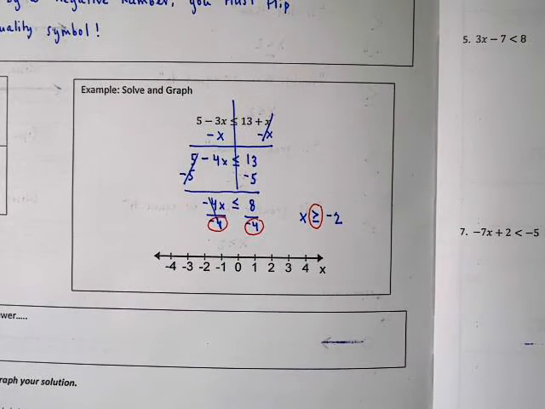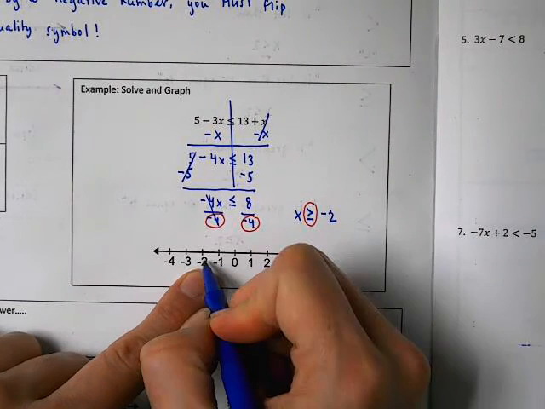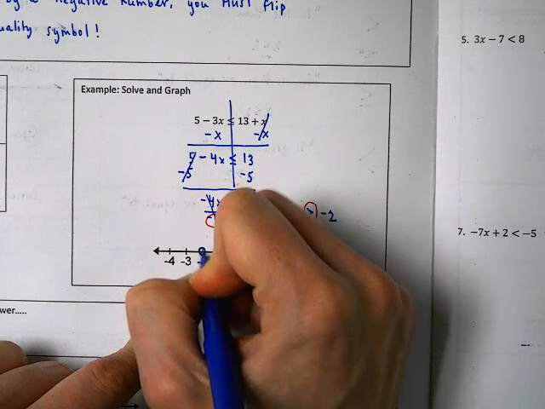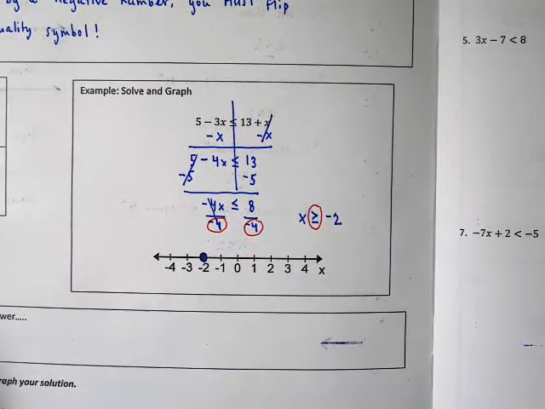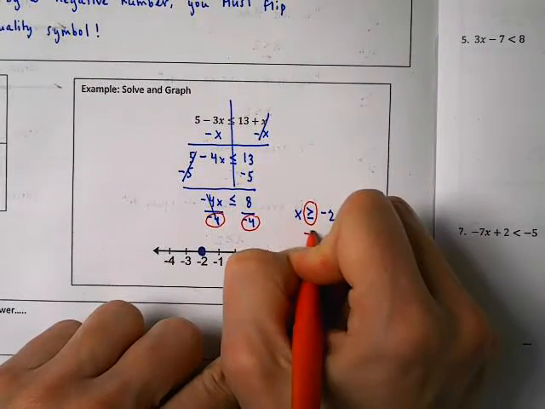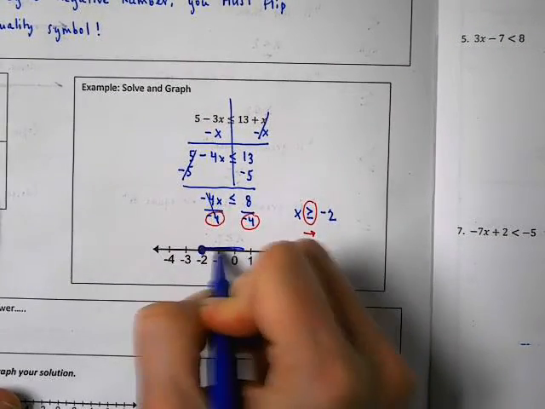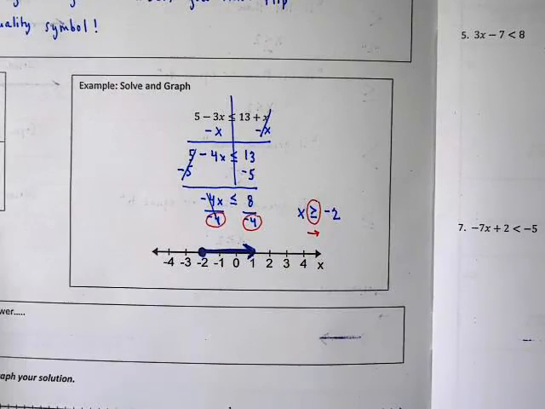So now we're going to go ahead and graph this inequality. I know my key point is at -2. I have greater than or equal to, so that's going to be a closed circle. And now my arrow is showing me to shade to the right. So that's what we're going to do. I'm going to go ahead and shade to the right. And I'm going to put an arrow to show that that would go on forever.